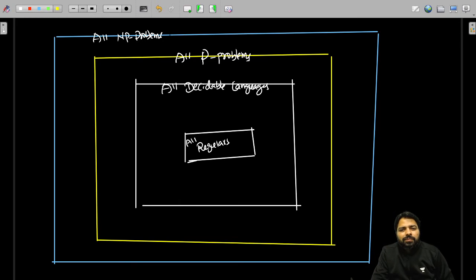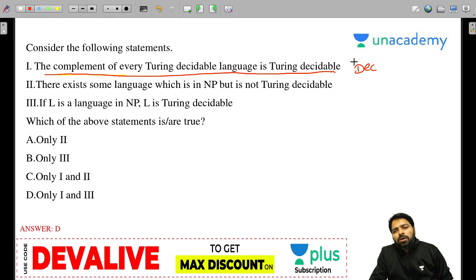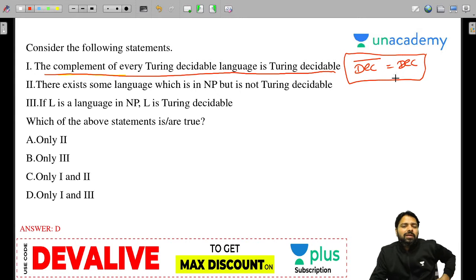Now look at the complement of every Turing decidable language. The complement of every Turing decidable language is Turing decidable. That's true. Decidable complement is decidable. We know that. Turing decidable means decidable language only. Turing is an optional word. Right, that's true.